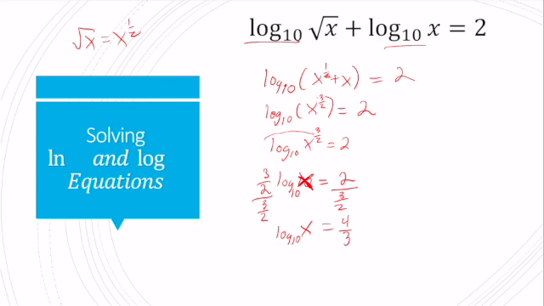So now this is saying 10 to the 4/3 is what? We can rewrite this as an exponent. Okay? 10 to the 4/3 is x. And that's our final answer.